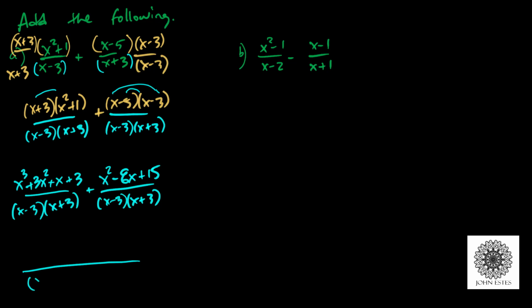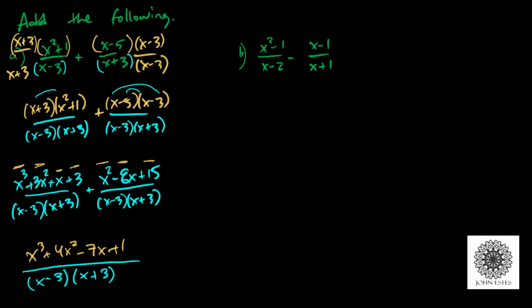Now I can bring those together and have a denominator of x minus 3 times x plus 3. In the numerator, I just add the like terms. This is the only x cubed I have, so I just have 1x cubed in the numerator. For x squareds, I have 3x squared and a 1x squared, so it gives me a plus 4x squared. Then I have a plus x and a minus 8x, which ends up being a negative 7x. And lastly, I have a 3 and a 15, which add together to give me 18.